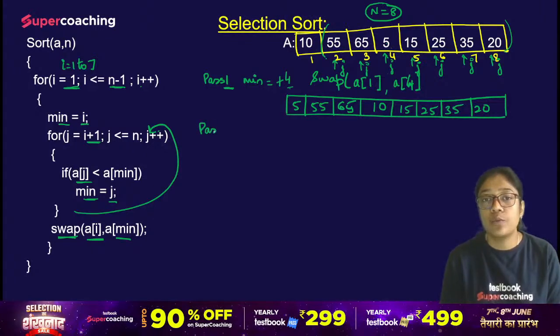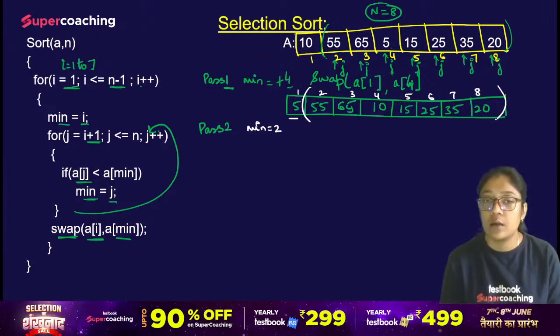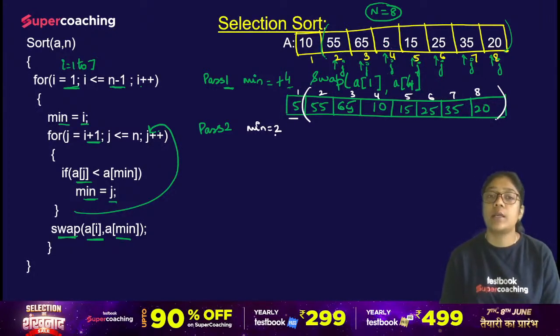In the pass 2, now in pass 2 by the end of pass 1, one element is sorted. Now this is the sub problem where we need to apply the same concept. Now we'll be considering that minimum element is available at index 2. This is 1, 2, 3, 4, 5, 6, 7, 8. I'm assuming that the minimum element is at index 2. J kahan se start karega? From I plus 1, from third position.